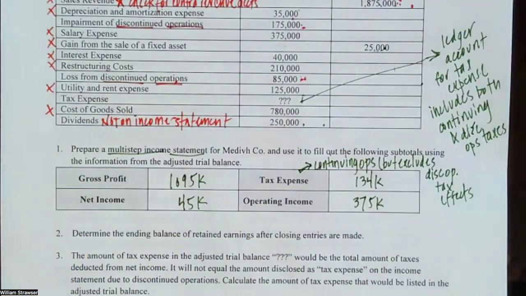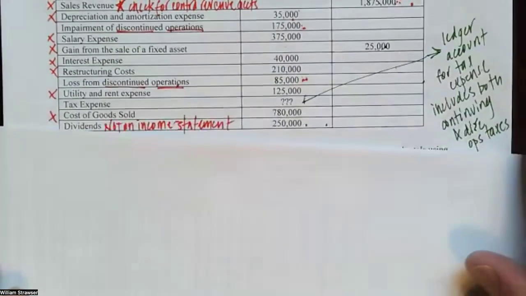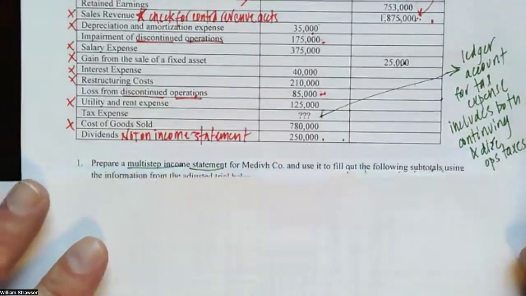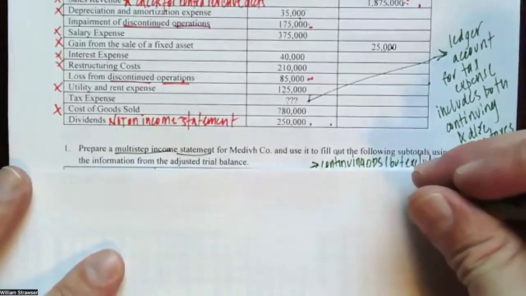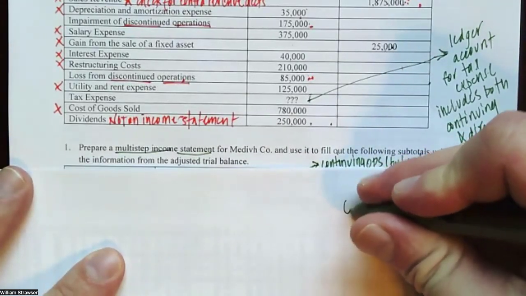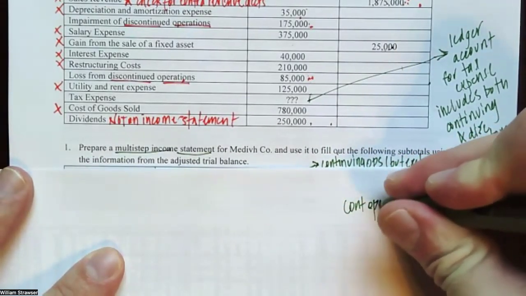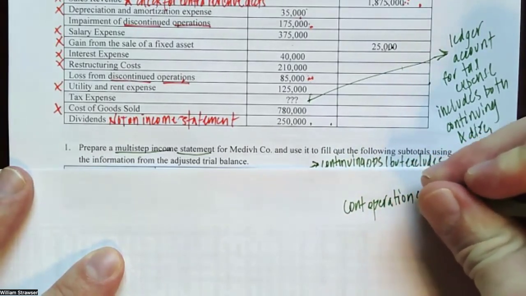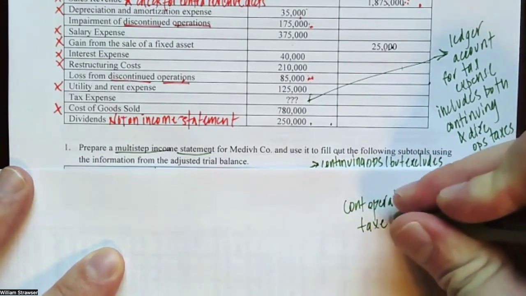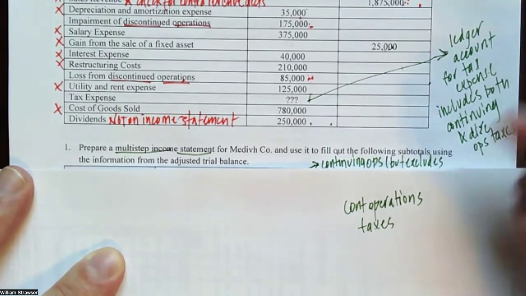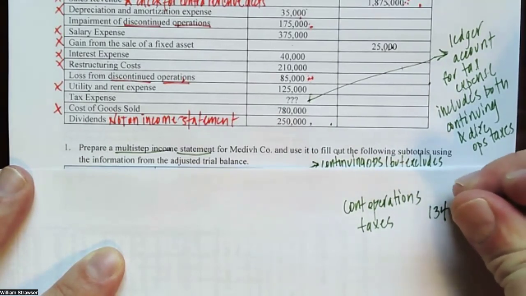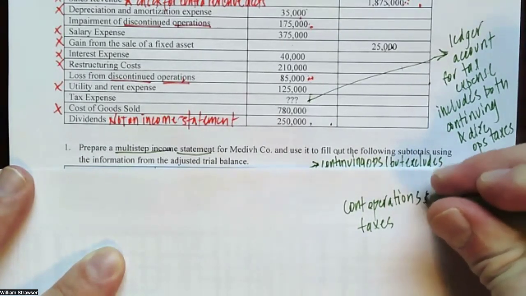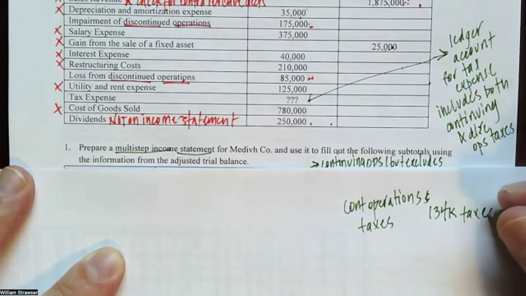So, how do we back that out, or how do we figure out how much tax expense there should be in there? Basically, if it has to include both the continuing and the discontinued operations taxes, we know that we have continuing operations tax. We already figured that out. We already calculated it. It's the amount that we had on the income statement, which was 134. This is tax expense.